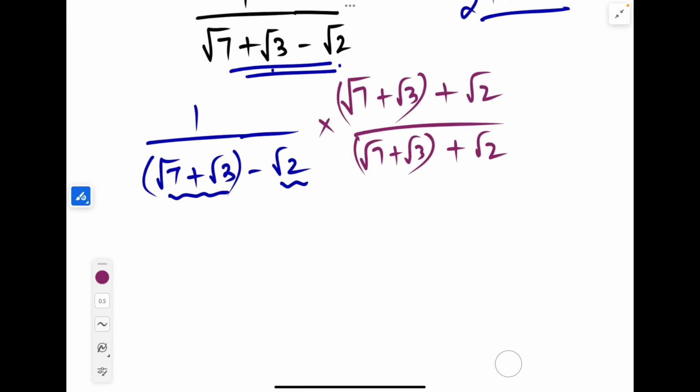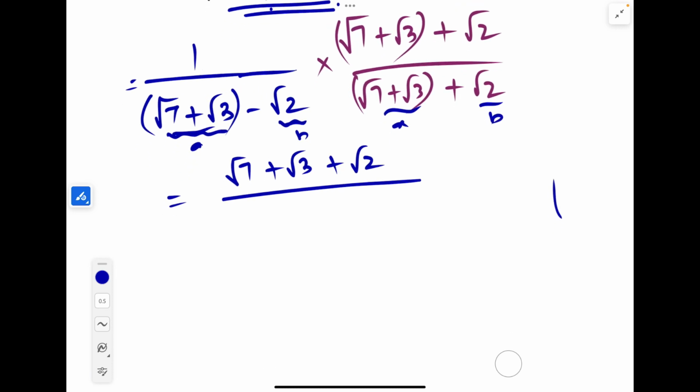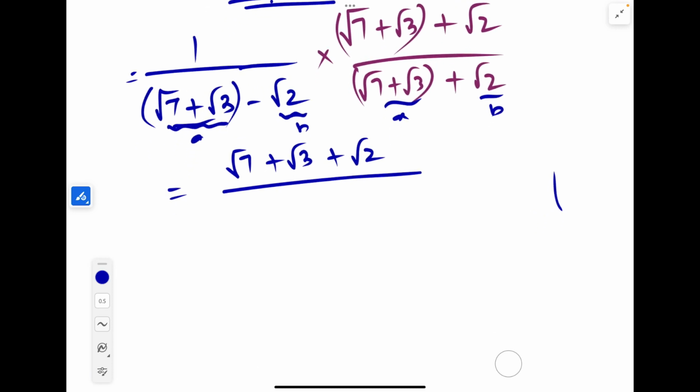Now let us multiply. It is 1, so in the numerator we will get root 7 plus root 3 plus root 2 as it is. In the denominator, this is a and this is b, so it is in the form of a plus b into a minus b, which is a square minus b square. So we will get root 7 plus root 3 whole square minus root 2 square.